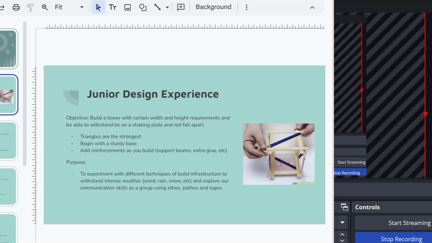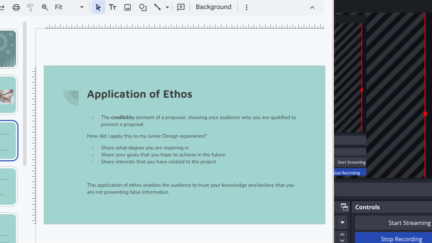We should always begin with a sturdy base, and then we should add reinforcements as we build. This is so that we could experiment with different techniques of building infrastructure that could withstand intense weather, as well as exploring our communication skills using ethos, pathos, and logos. So let's talk about what those mean.